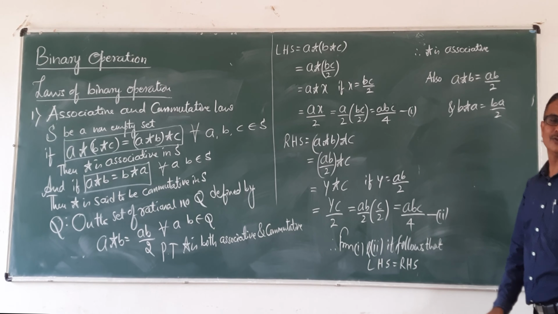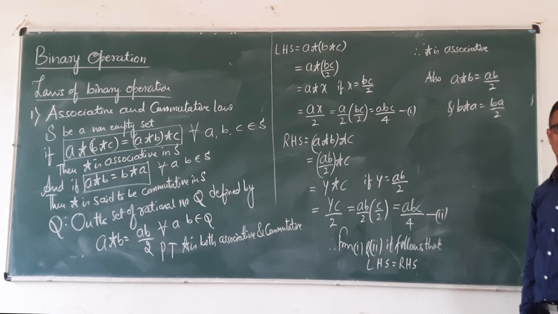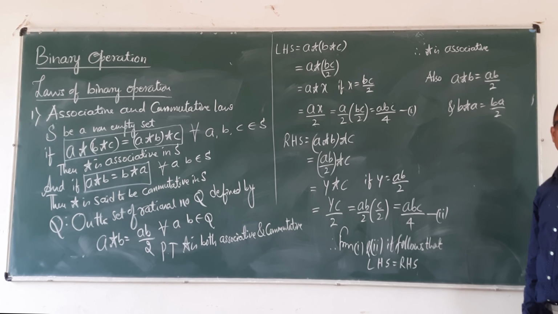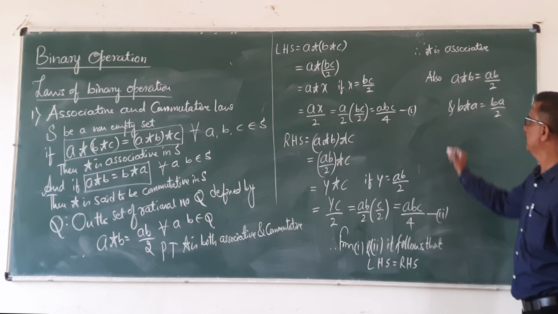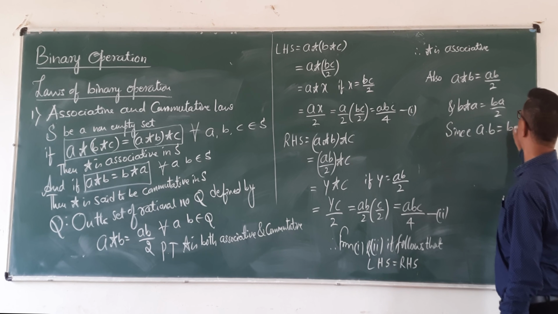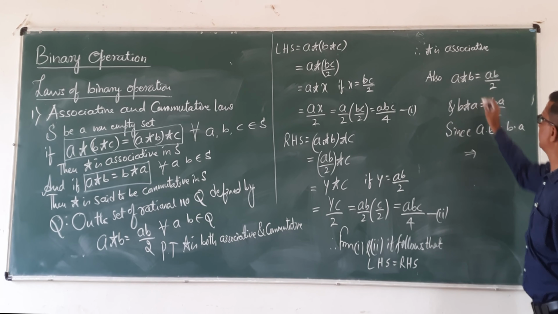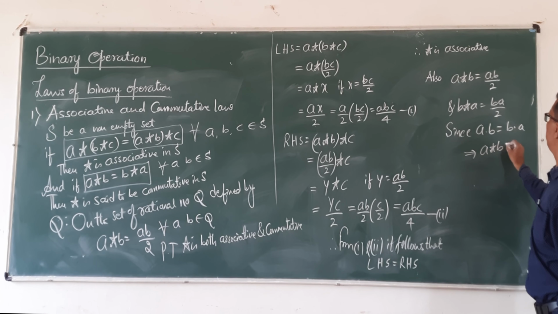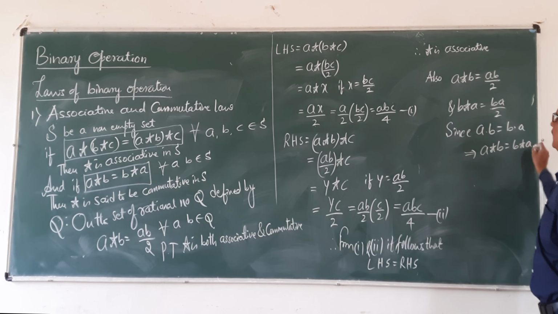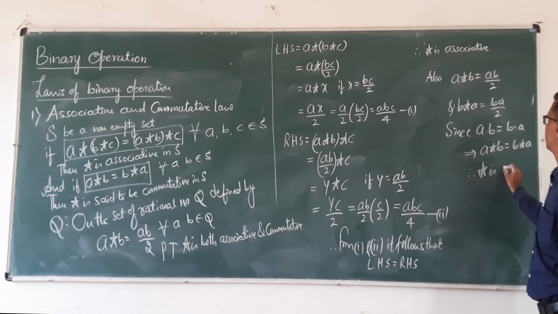And you know that, for example, 2 into 3 is the same as 3 into 2. 5 into 4 is the same as 4 into 5. 7 into 8 is the same as 8 into 7. In general, A into B is the same as B into A. But A into B is nothing but A star B, and B into A is nothing but B star A. So A star B is equal to B star A. Therefore, star is commutative.